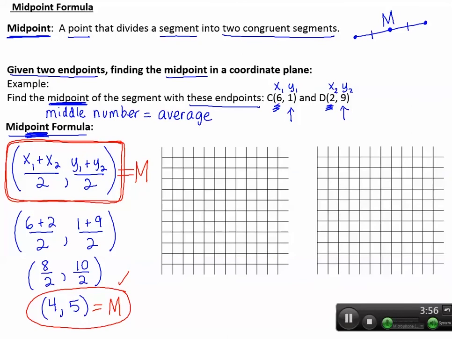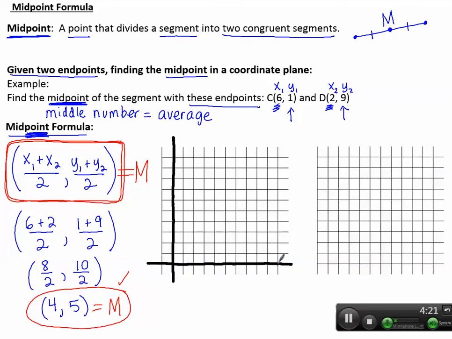This isn't the only way to do it. We could also do it using a graph. Let's plot these points in our coordinate plane. Notice that we have some pretty high positive numbers here with the 6 and the 9. So we want to put our y-axis way off to the side and our x-axis way off to the bottom. So let's start by drawing those.